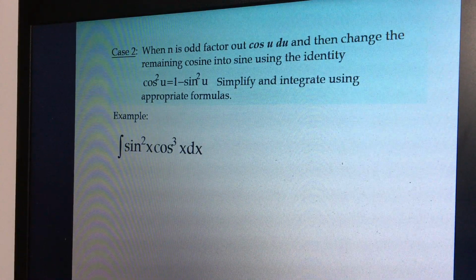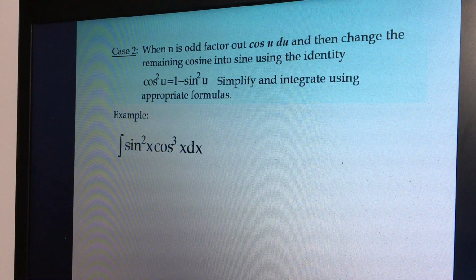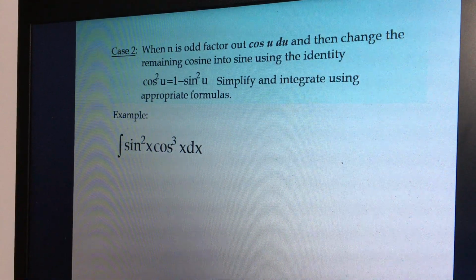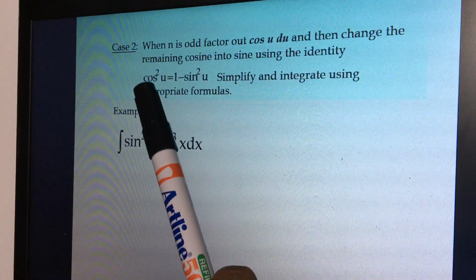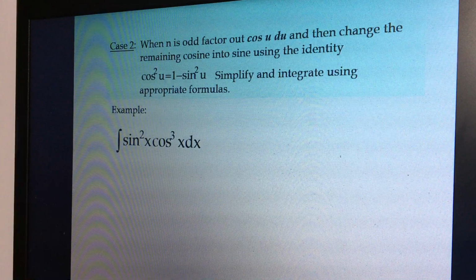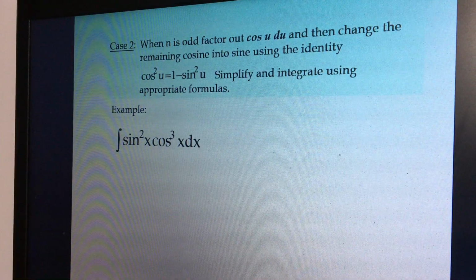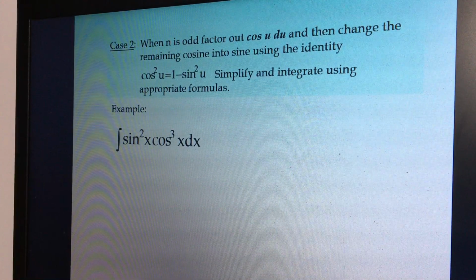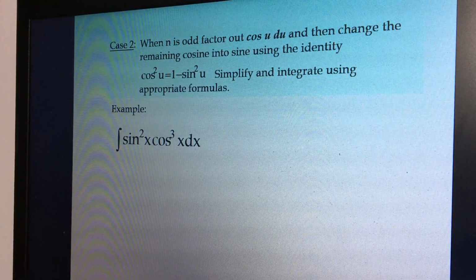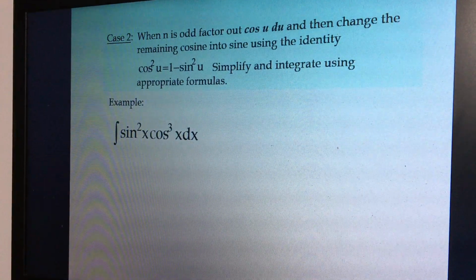So when n is odd, factor out cosine u du and then change the remaining cosine into sine using the identity. Okay, so using this identity, then simplify and integrate using appropriate formulas. Same as what we have done in our first example for case 1, we will also do the same for this example.